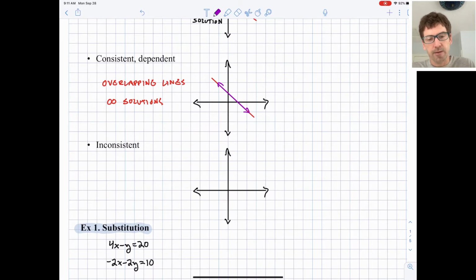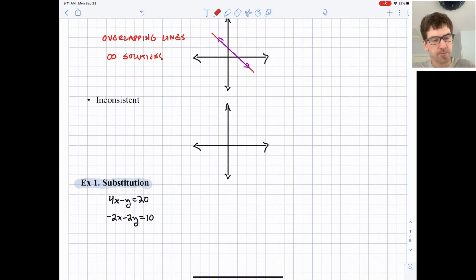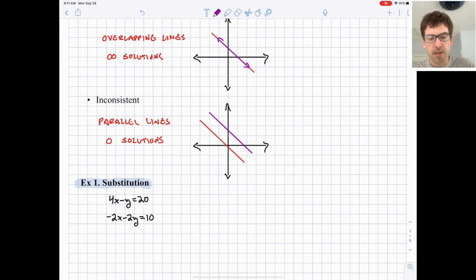And lastly, we have what we call an inconsistent system, where we have parallel lines. They don't intersect, so we will have zero solutions. Okay, and that's going to look like this on a graph, where we just have parallel lines that will not intersect. All right, so let's go through some of the methods for solving these.